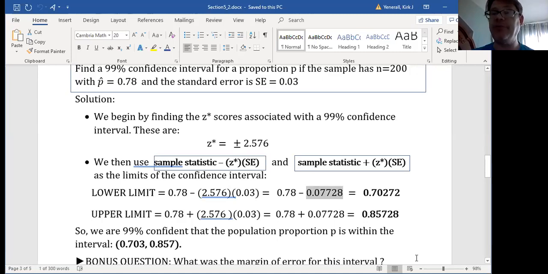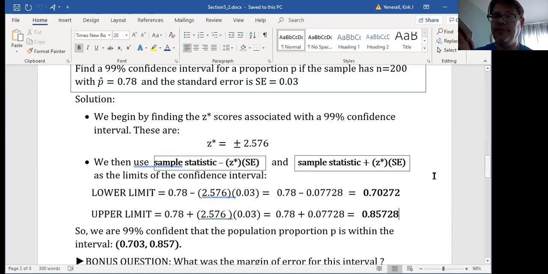Once you've established the margin of error by multiplying z star by standard error, we then subtract and add that value to the sample statistic to get the lower and the upper limits of the confidence interval. The lower limit is the sample statistic minus the margin of error. The upper limit will be the sample statistic plus the margin of error. And that is our essentially three-step procedure for finding the limits of a confidence interval.